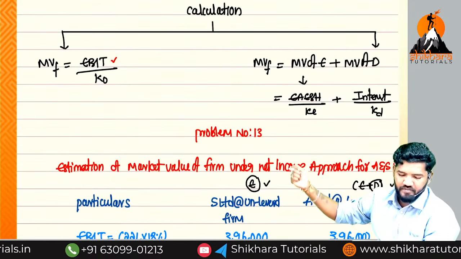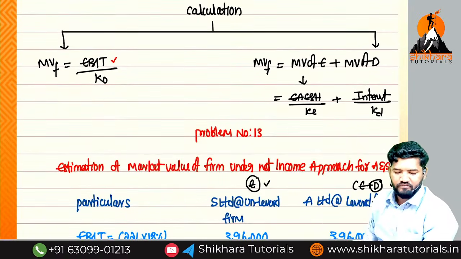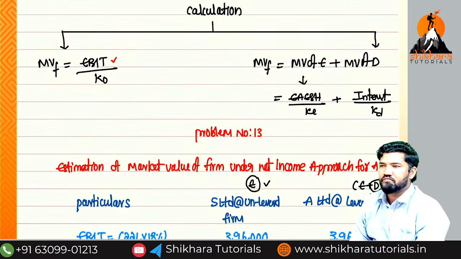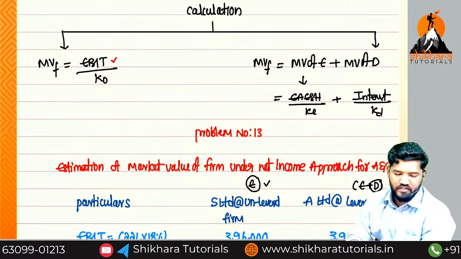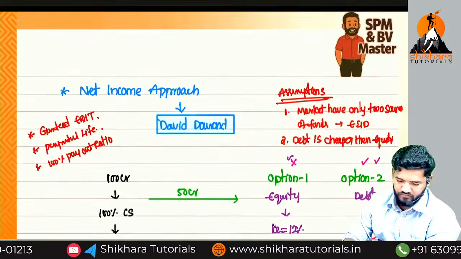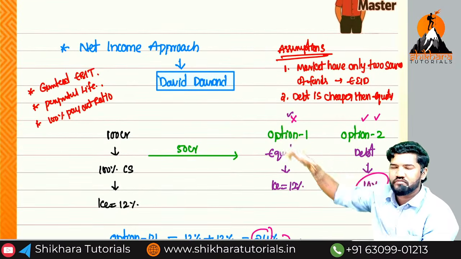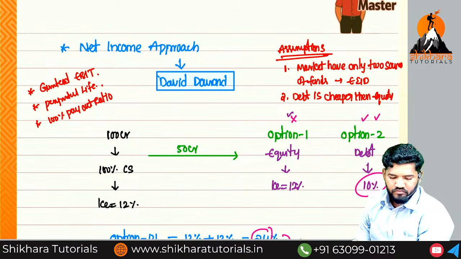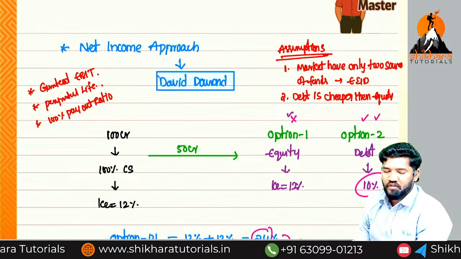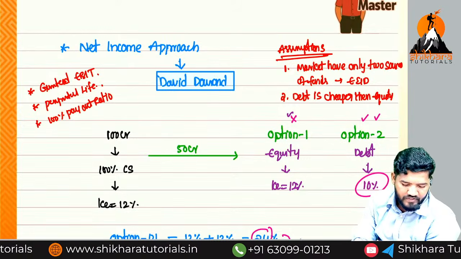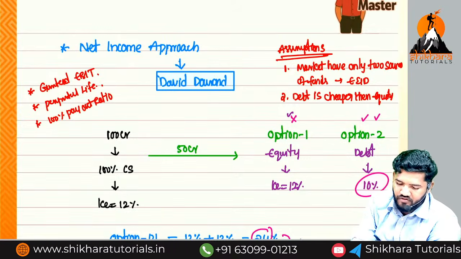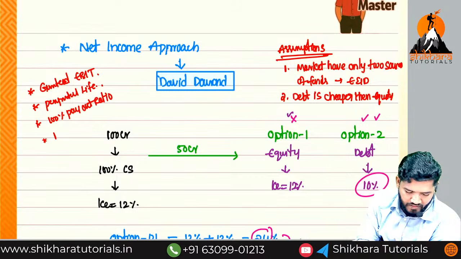See, this is the calculation part. And this is the theory explanation. I have written assumptions also, and these are the assumptions. One assumption I missed here: KE remains constant.